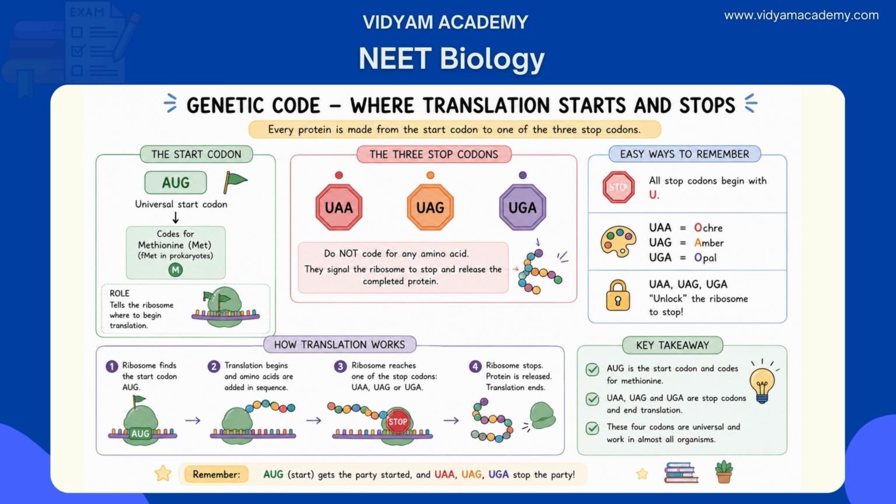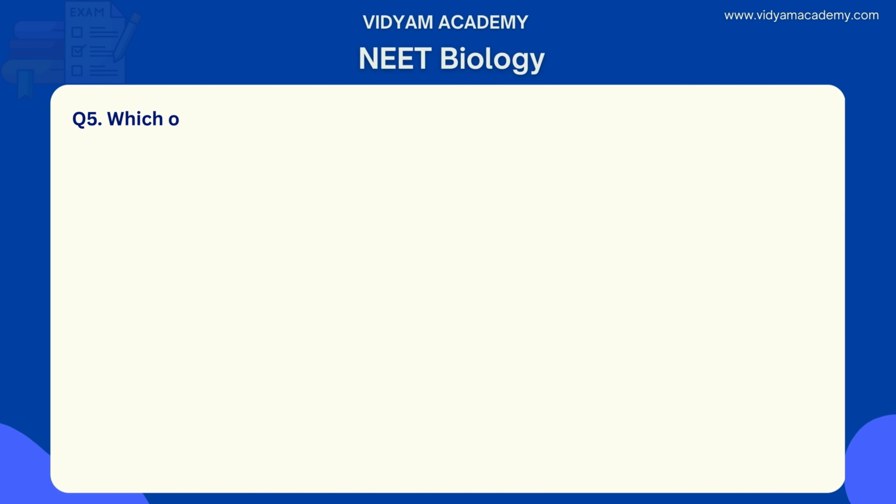Knowing all 4, AUG start, UAA, UAG, UGA, that's why option B is the right answer for this question. Next, move to question number 5.